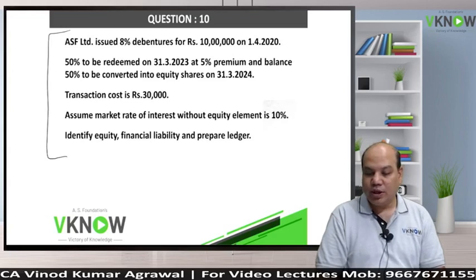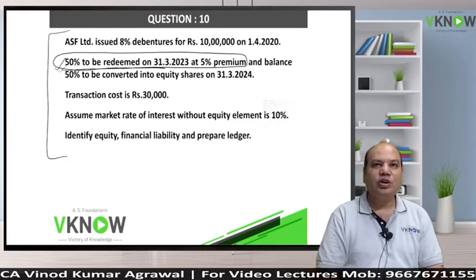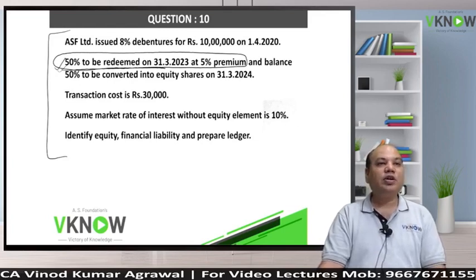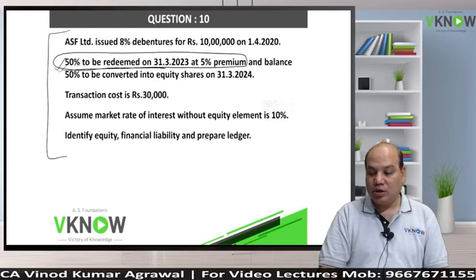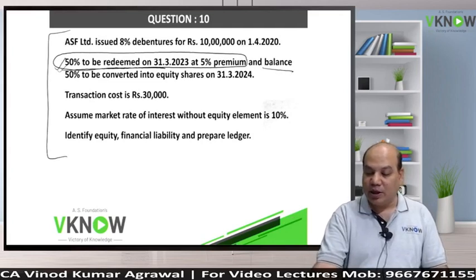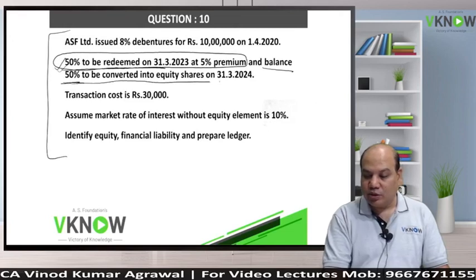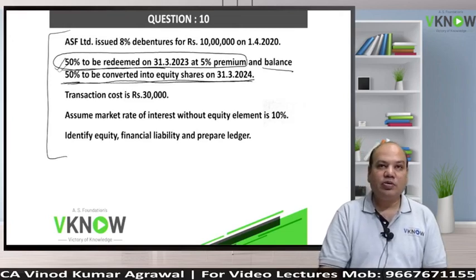ASF Limited issued 8% debenture for rupees 10 lakh on 1st April 2020. 50% to be redeemed on 31st March 23 at a 5% premium. So this 50% will be redeemed. So it's a contractual obligation to pay cash, correct? So this portion I will treat as a liability, and whatever coupon I have to pay, that also I will treat as a liability. But what happens to the balance 50%? Balance 50% will be mandatorily convertible into equity share on 31st March 2024 next year.